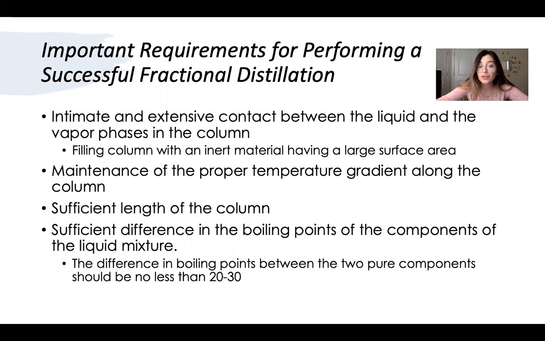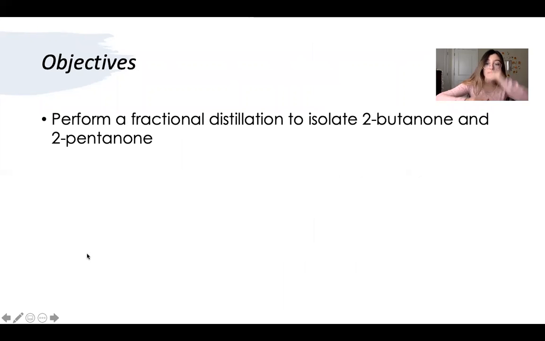Maintenance of the proper temperature gradient along the column, sufficient length of the column, sufficient difference in the boiling points of the components of the liquid mixture. The difference in boiling points between the two components should be no less than 20 to 30 degrees Celsius. Again, I did not write the Celsius, so I'm sorry. The objectives for this lab: we're going to perform a fractional distillation to isolate 2-butanone and 2-pentanone.